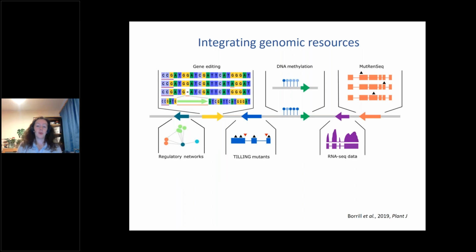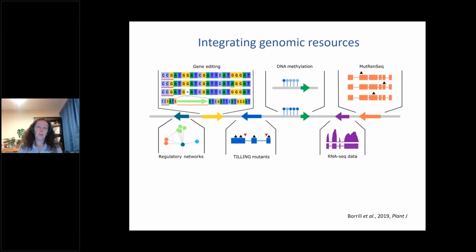And this genome sequence has also enabled the scaffolding of many different resources together and integrating different approaches within wheat, all using this common reference sequence. So for example, having a genome sequence means that now gene editing approaches can be accurately applied to knock out or alter the functions of genes in wheat. And this is the same for TILLING mutants that can be used to knock out or alter the functions of genes in wheat as well.